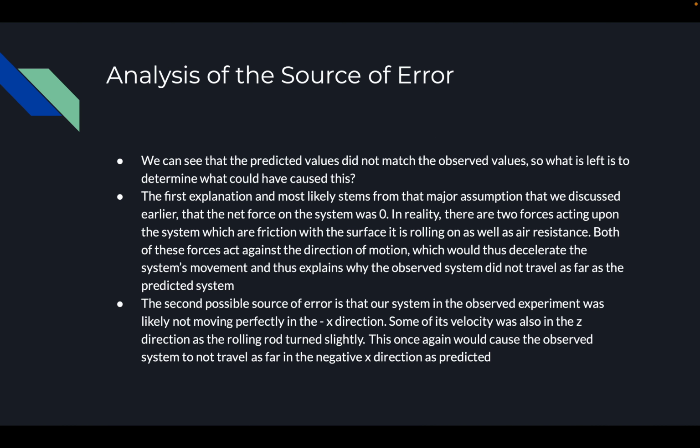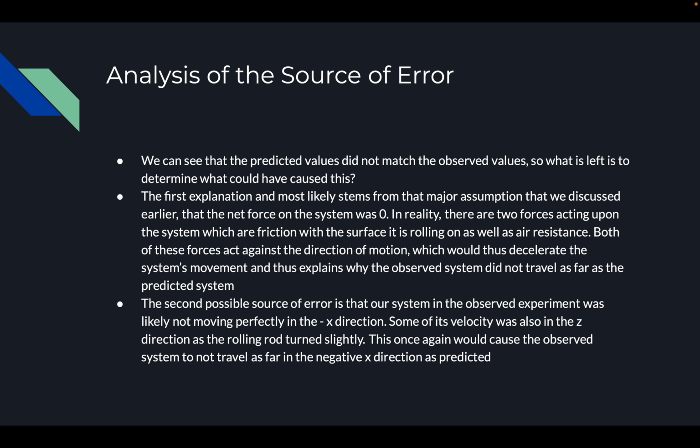Now, the question is, what is the source of error that could have caused this? The first explanation, and most likely, stems from the major assumption that we discussed earlier, that the net force on the system was 0. In reality, there are at least two forces acting upon the system, which are friction with the surface it is rolling on, as well as air resistance. Both of these forces act against the direction of motion, which would thus decelerate the system's movement, and explains why the observed system did not travel as far as the predicted system would have.